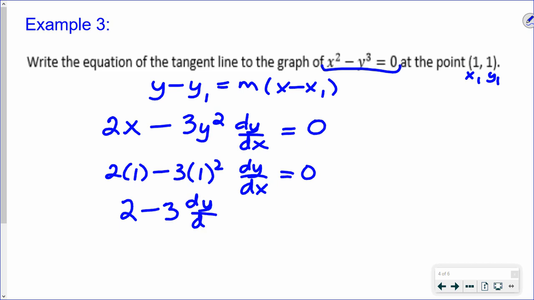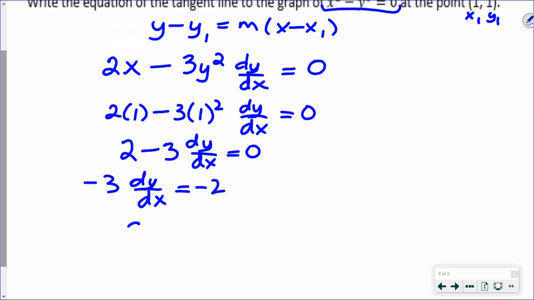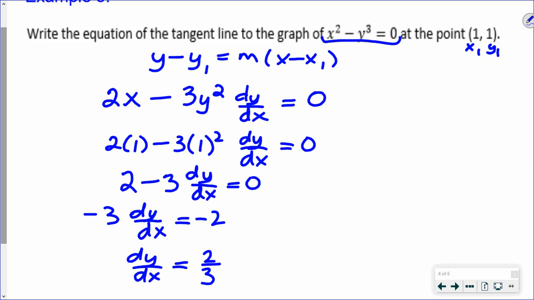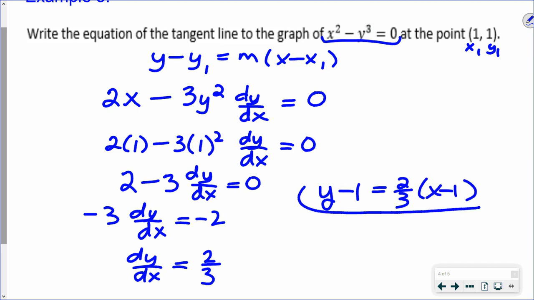And then we can just solve for dy over dx. So we would subtract the 2. So we have negative 3 dy over dx equals negative 2. And then we'll just divide by negative 3. So dy dx would end up equaling positive 2/3. And now we can just write our equation, which would end up being y minus 1 equals 2/3 times x minus 1.